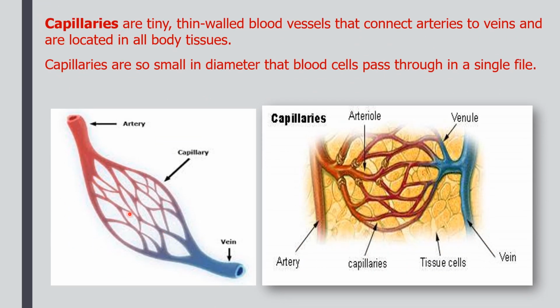Capillaries. Capillaries are thin-walled blood vessels, and these blood vessels connect the arteries to the veins. They are located in the tissues of our body. So here you can see this is a capillary which is lying in the tissue cells. The diameter of the capillary is so small that the blood cells can easily pass through the capillary in a single file.